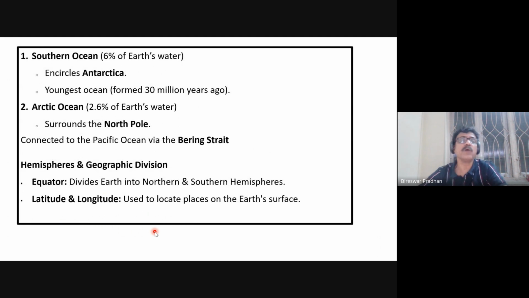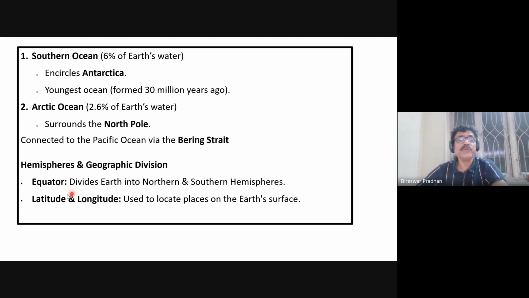Now we are coming to the Southern Ocean. It is 6% of the Earth's water and encircles Antarctica. It is the youngest ocean, formed 30 million years ago. The Arctic Ocean: 2.6% of the Earth's water, surrounding the North Pole, connected to the Pacific Ocean via the Bering Strait. Now we are coming to hemispheres and geographical divisions.